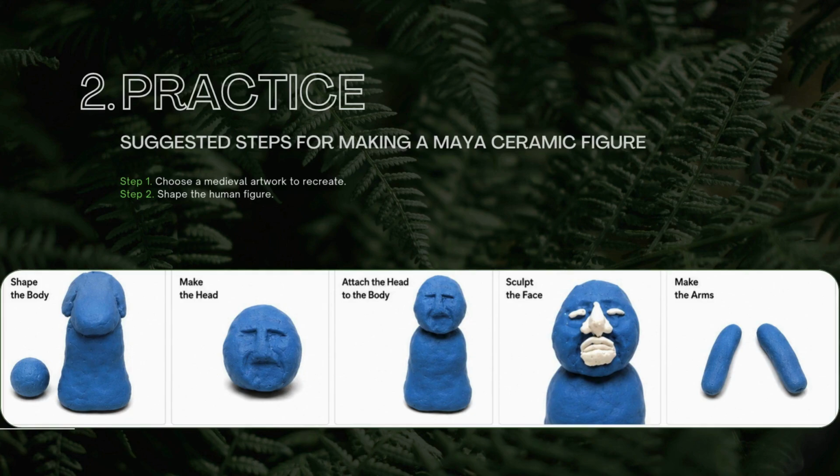2. Practice. Suggested steps for making a Maya ceramic figure. Step 1. Choose a medieval artwork to recreate. Step 2. Shape the human figure.